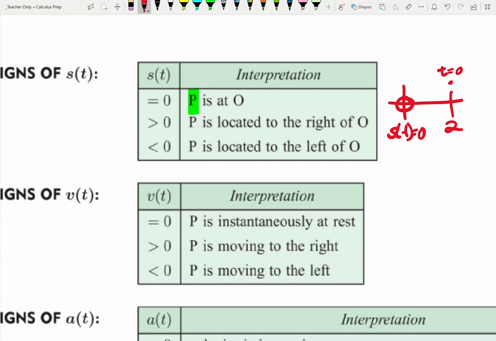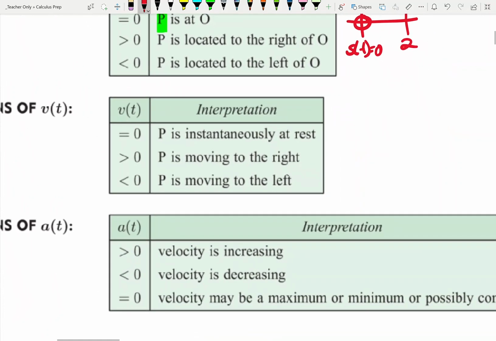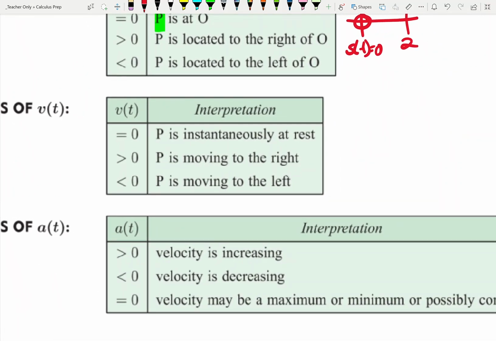If the displacement is greater than 0, so positive, then the object is located to the right of the origin. If the displacement is negative, it's located to the left. With the velocity, if the velocity is equal to 0, then the particle is instantaneously at rest. Now, this can occur in two different ways. Firstly, the particle might actually be stationary, as in it's not moving, it wasn't moving, and it isn't going to move. It's just stopped where it is. Or it could mean it's changing direction.